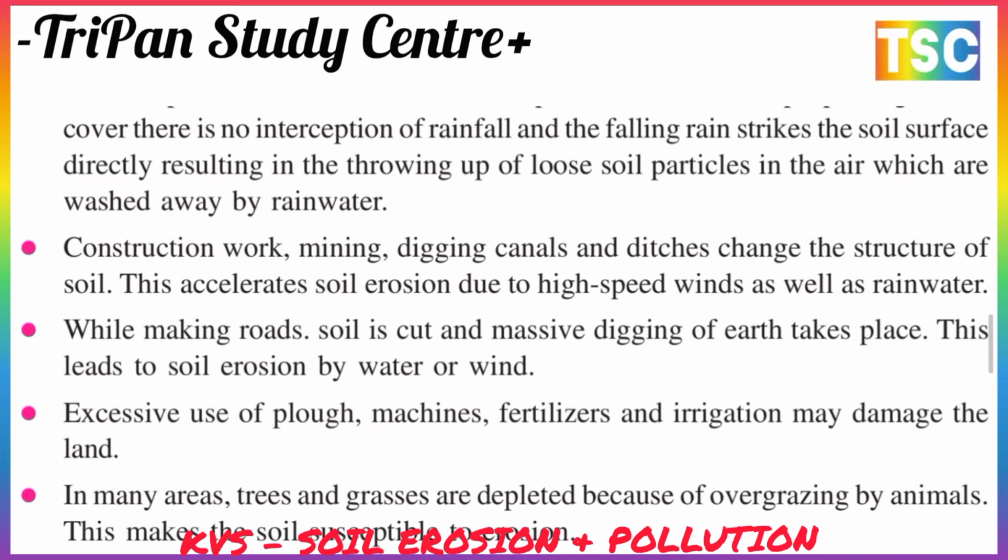The last here is that in many areas trees and grasses are disrupted because of overgrazing by animals. The main factor here is the overgrazing of animals. This makes the soil susceptible to erosion.